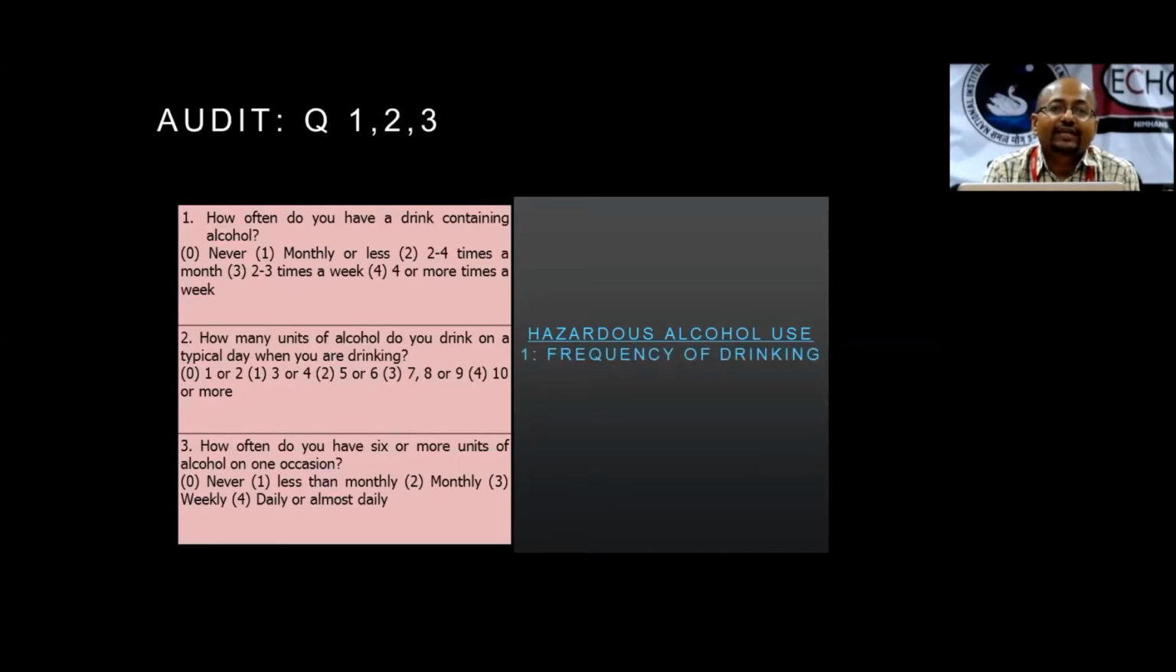Why are these 3 questions important? Because they pick up hazardous alcohol use. First is frequency of drinking, second is typical quantity, and third is frequency of heavy drinking. Anybody who scores any points in these is taking alcohol hazardously. I have defined hazardous before: it means if the person continues to drink like this, he is going to land up in a much more serious problem in the future. So these 3 questions tell about hazardous drinking.